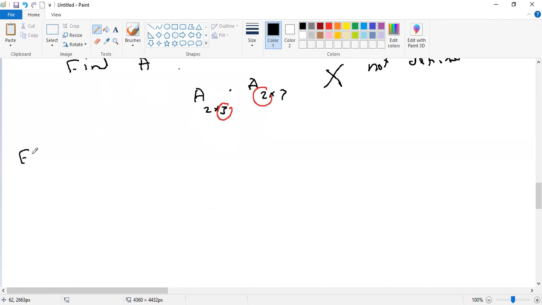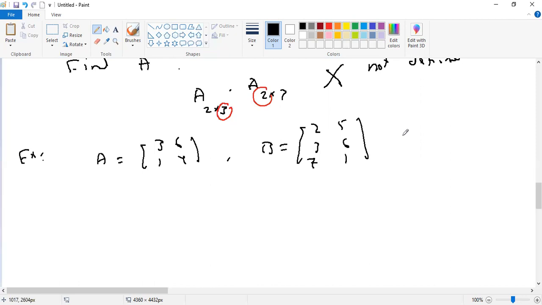See students, now example, if I said A equal to 3, 6, and 1, and here I have 4. And B is equal to, for example, 5, 3, 6, and 7, 1, multiplied by C. What is C? C is 1, 0, and 2, 4, and 0, and here I have 5.